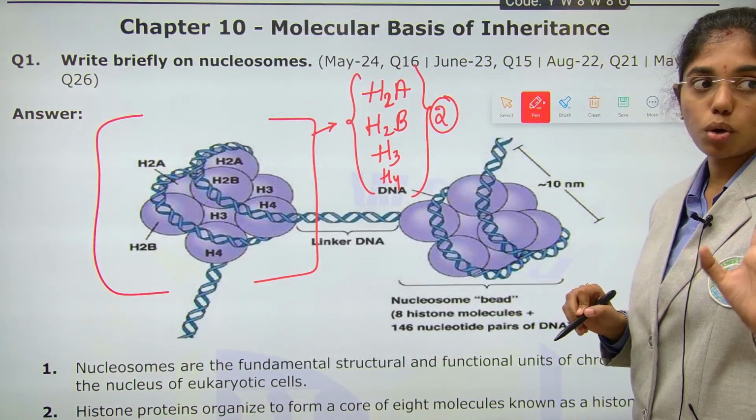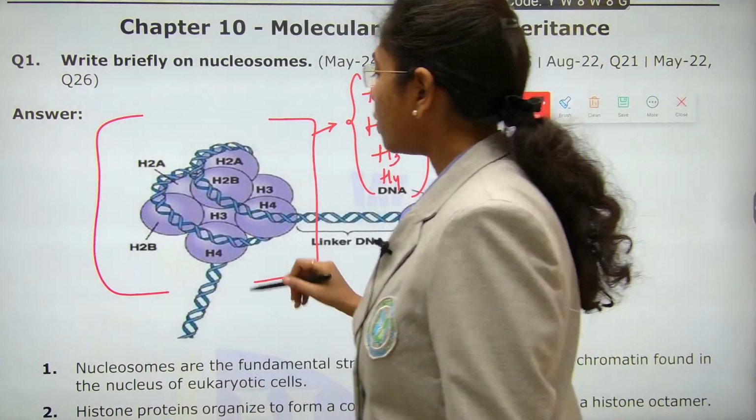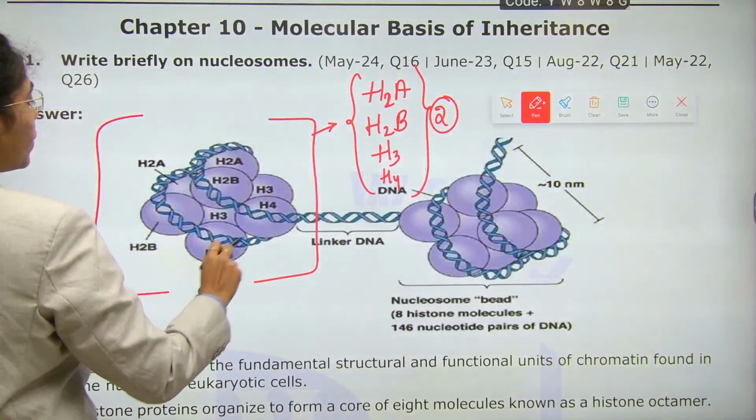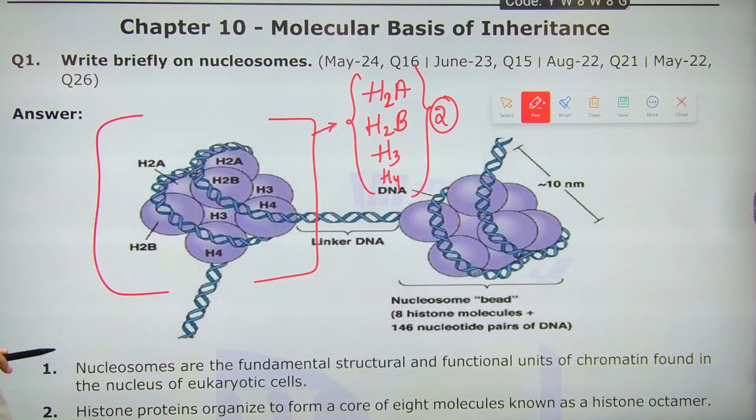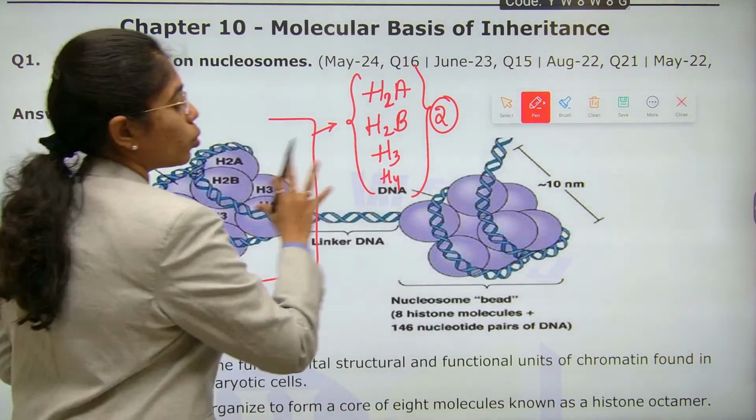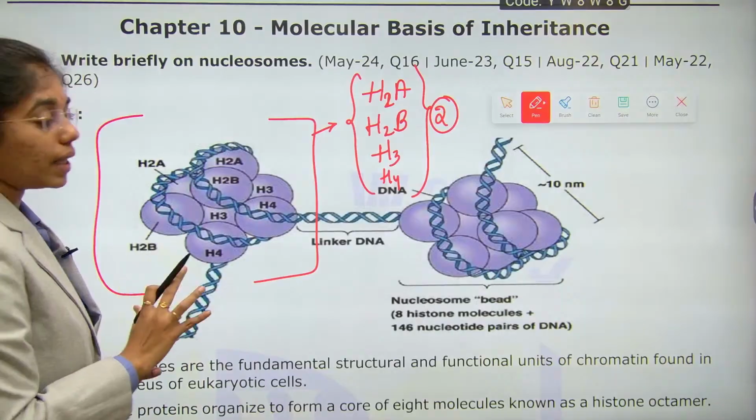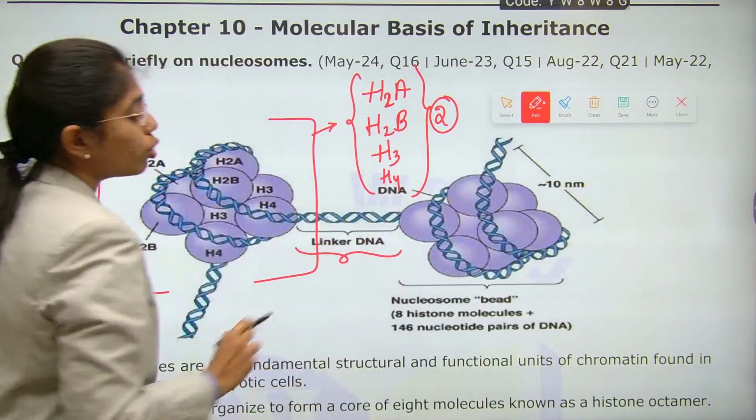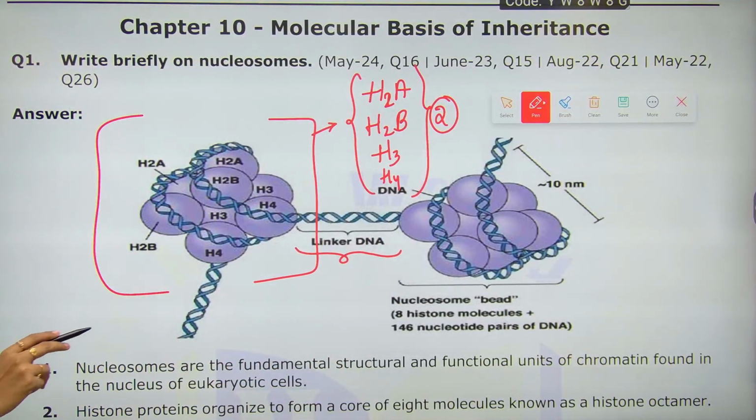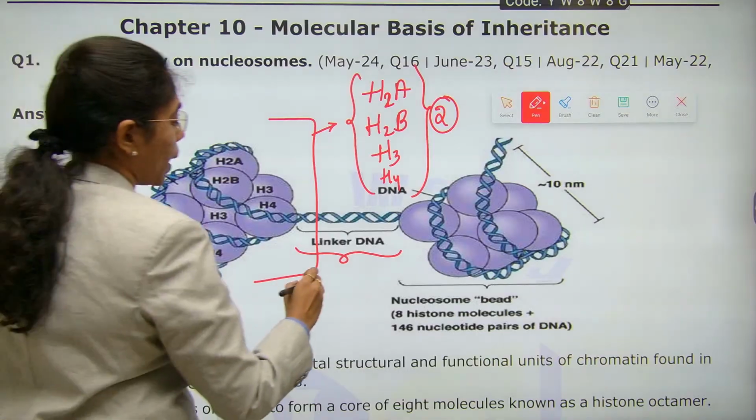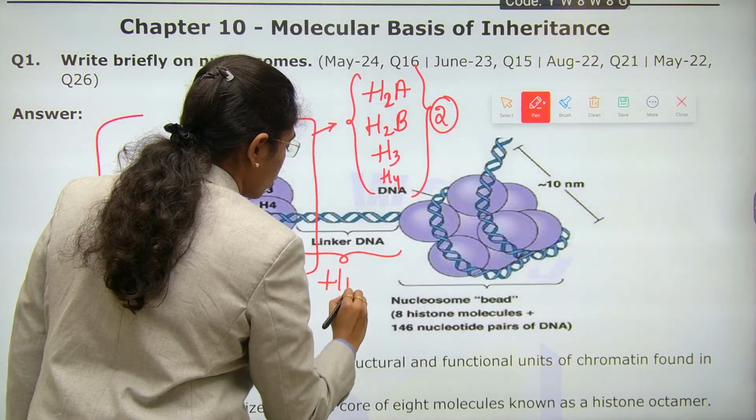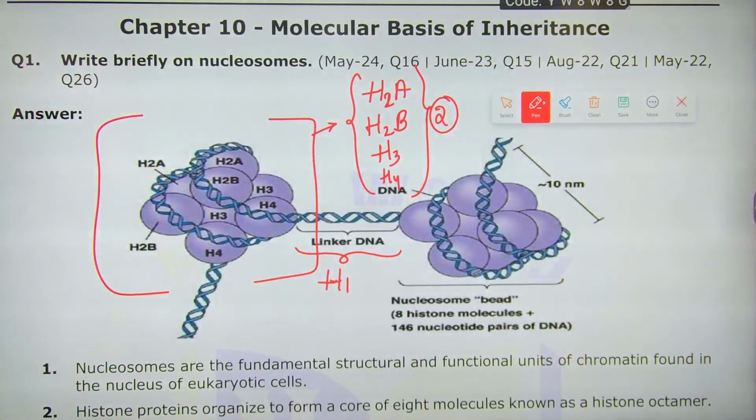Here the negatively charged DNA is wrapped around the positively charged histone proteins, and this binds up 2 nucleosomes. The linker DNA will connect 2 nucleosomes. Linker DNA is associated with H1 histone protein. Fine, right? Clear with this? Next.